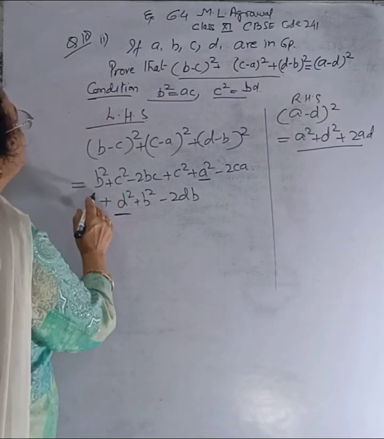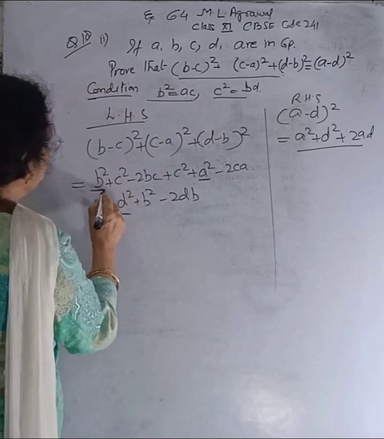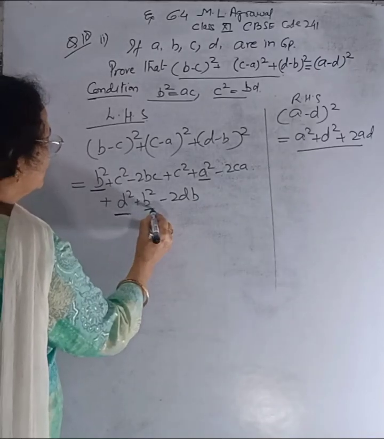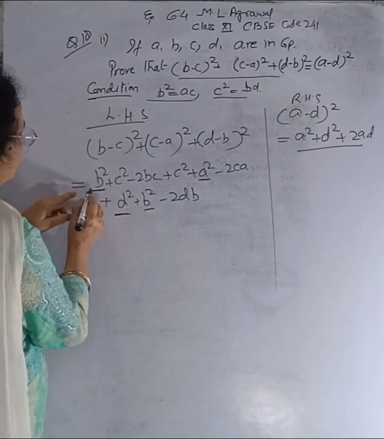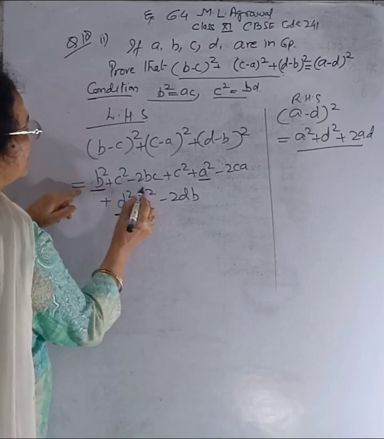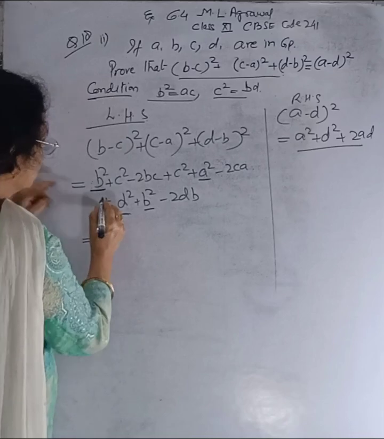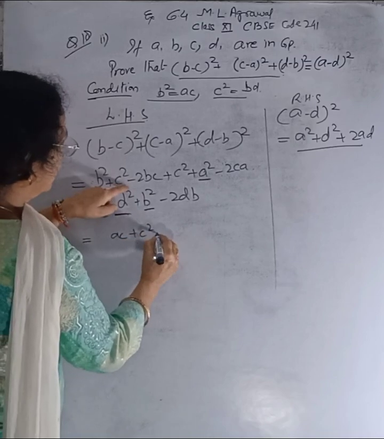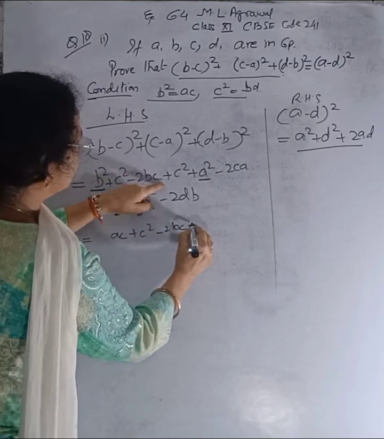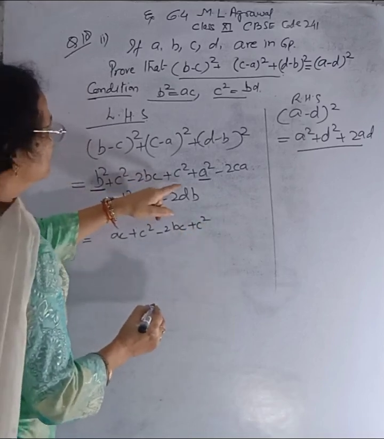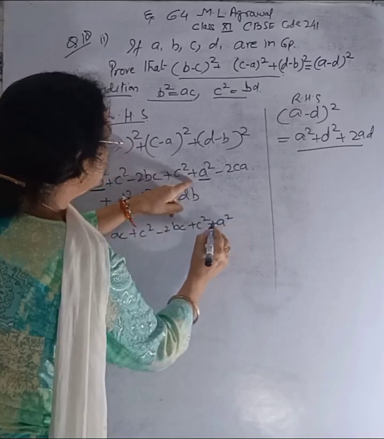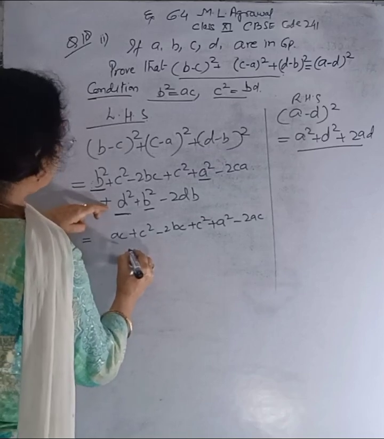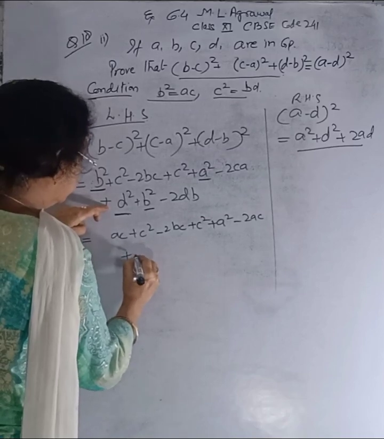How can we do it? B square is equal to AC. It means in place of this B square, we can write AC, and this is also plus B square, which is also AC. So in place of these two B square, we can write 2 times AC. So we have AC plus C square minus 2BC plus C square plus A square minus 2AC plus D square.